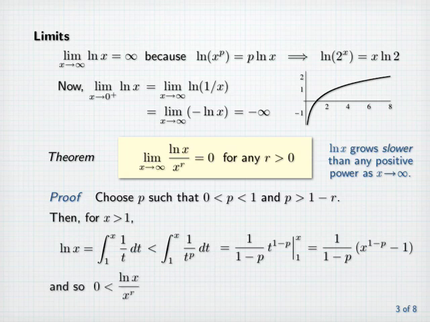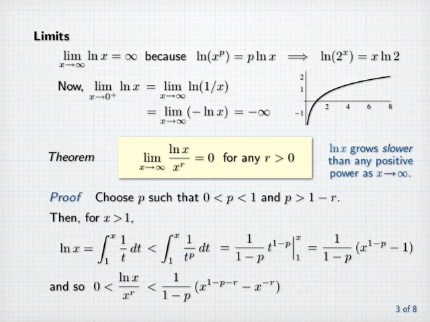Now let's divide the natural log of x by x to the r power. We know that the natural log of x divided by x to the r power will be greater than 0 since x is greater than 1, and now we also know that the natural log of x divided by x to the r will be less than 1 over 1 minus p times x to the 1 minus p, minus 1, all divided by x to the r power, which equals 1 over 1 minus p times x to the 1 minus p minus r, minus x to the minus r.